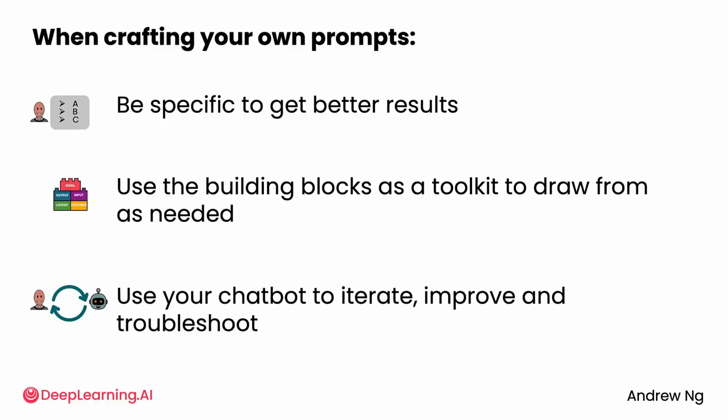And so you can look over the prompts I was using, and it was fairly specific in a number of details like the color, the points, and so on. If you're not sure what to include in the prompt, think about the building blocks. Do you want to specify the goal, the output, the input, the layout, the features as a set of things to consider including? And lastly, use your chatbot to iterate, improve, and troubleshoot.